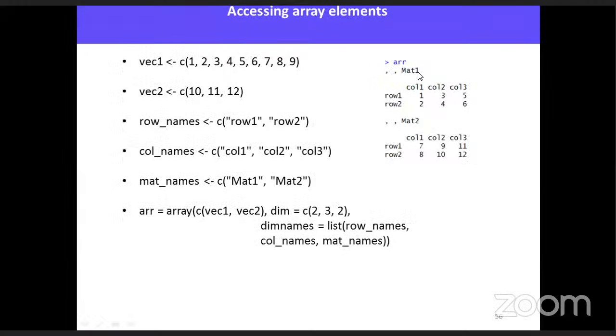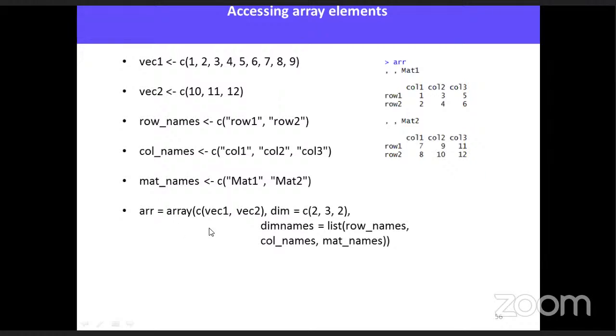See, I have named them matrix 1, matrix 2, and row 1, row 2, column 1, column 2, column 3. Like that also we can create. See, in vector 1, vector 2. Row names I have passed: row 1, row 2, stored in the variable row names. Again, column names I have given: column 1, column 2, column 3. For matrix names I have matrix 1 and matrix 2, saved in mat names. Column names I have stored in col names. Simultaneously, rows I have stored in row names.